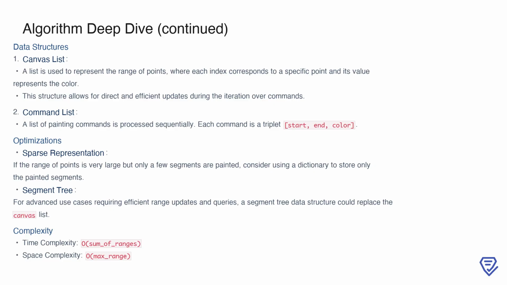While the brute force method is simple, it can be optimized in specific cases. For instance, if the range is very large but most points remain unpainted, we could use a sparse representation, such as a dictionary, to store only the painted segments. For even more advanced scenarios, a segment tree could be employed to efficiently handle range updates and queries. In terms of complexity, the brute force approach has a time complexity of the sum of ranges, and a space complexity of max range, making it suitable for smaller scale problems but potentially inefficient for larger ones. These optimizations provide a pathway to balance simplicity and performance depending on the problem constraints.